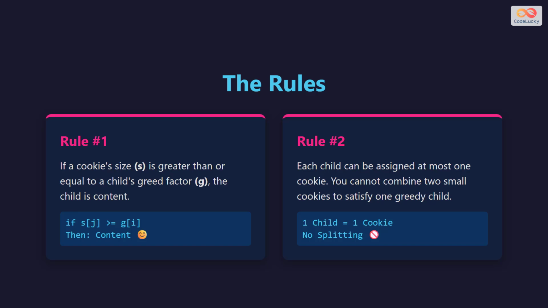There are two important rules to follow. First, a child is only content if the size of the cookie given to them is greater than or equal to their greed factor. Second, each child can receive at most one cookie. You cannot combine multiple small cookies to satisfy a single child.